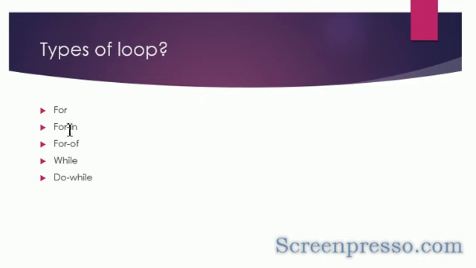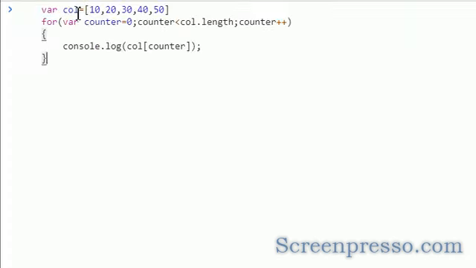First one is the for loop, second is for in, for of loop, then the while loop and the do while loop. Here the for in and for of loops are the same as the for each that other programming languages have, right? Same kind of loop. First we will see the example for the for loop.